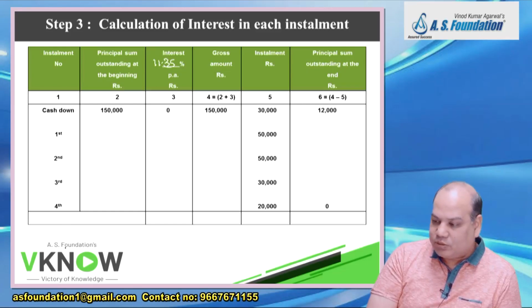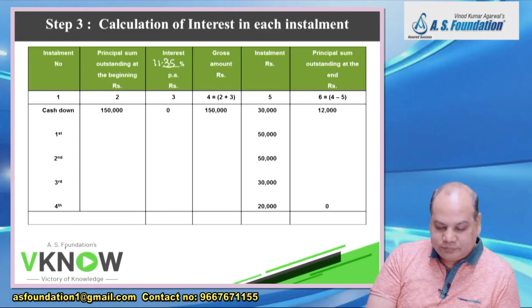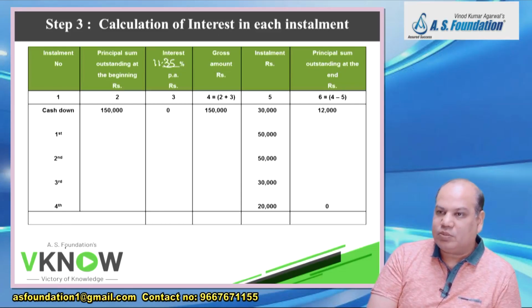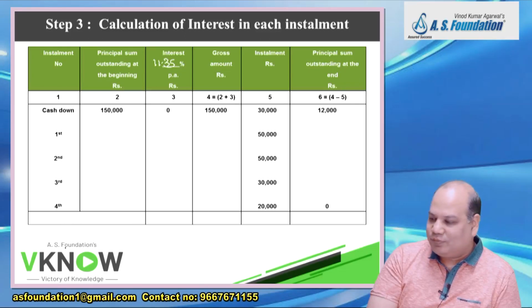Then write gross amount. Then write installment in rupees. And then write principal sum outstanding at the end. Column number 1, 2, 3, 4, 5, 6. 4 is equal to 2 plus 3. 6 equal to 4 minus 5.